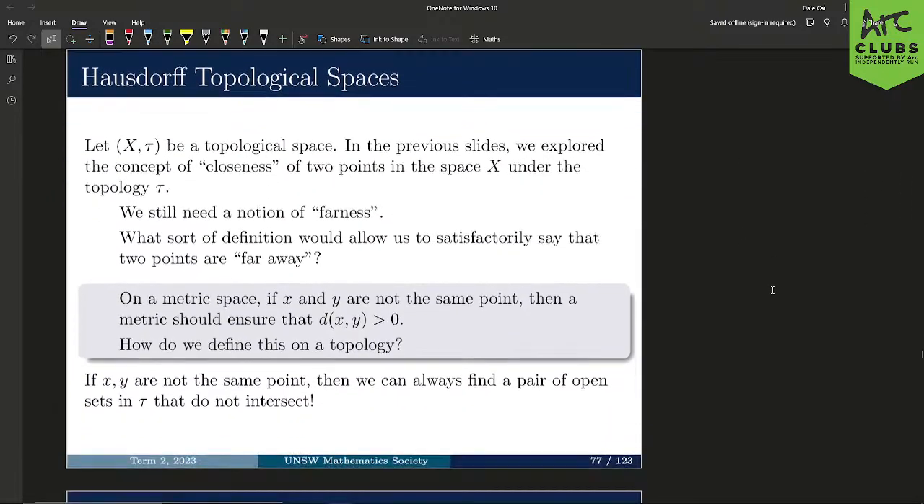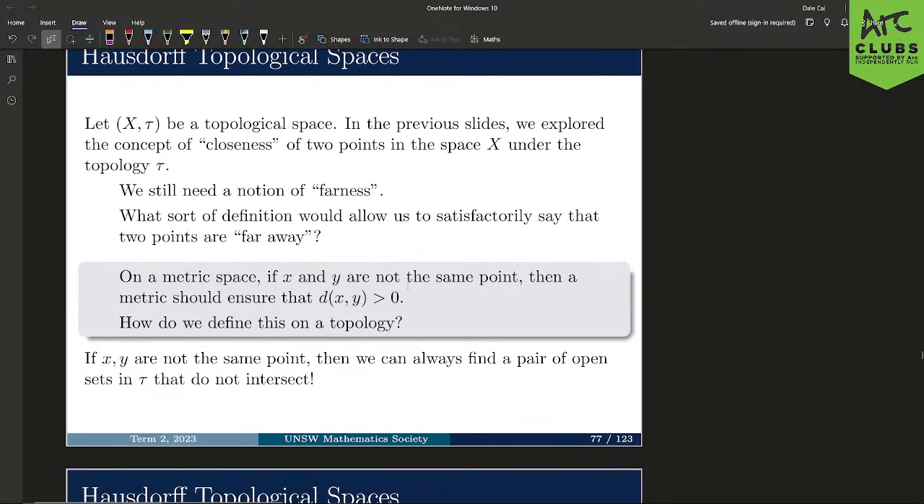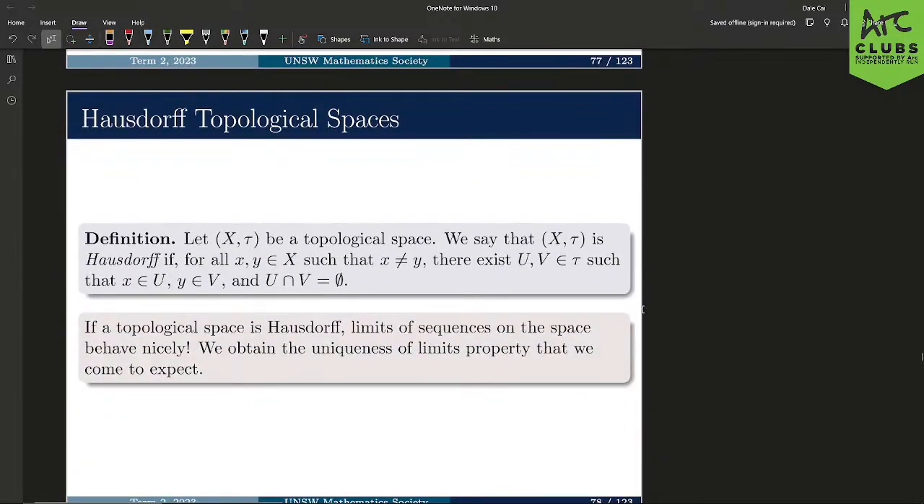Okay, Hausdorff topological spaces. Let's just see what it says. On a metric space, if x and y are not the same point, then a metric should ensure that the distance between them is positive. How do we do this on a topology? Does it say here? Yes, it does.